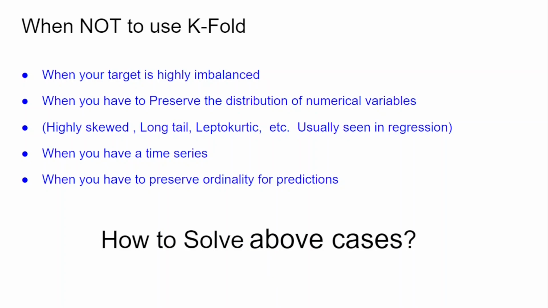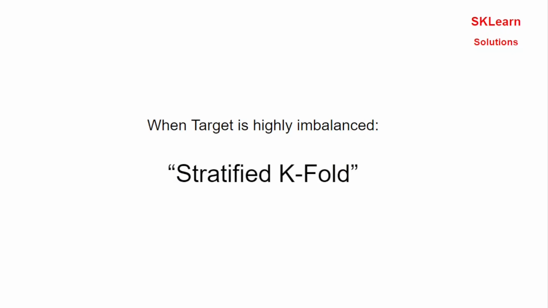And how are we going to solve these? We are going to choose a particular KFold solution for each of them, already implemented in SKLearn. When the target is highly imbalanced, which is the case in many mid-production issues, use the stratified KFold. What it does internally is make sure that the class imbalance is carried into the KFold, so that the folds are also imbalanced in a similar way, as much as possible, like the actual underlying data.